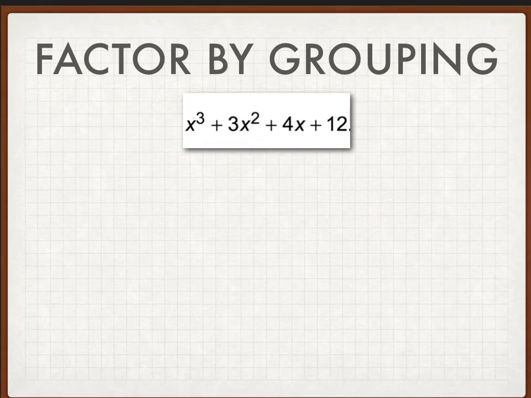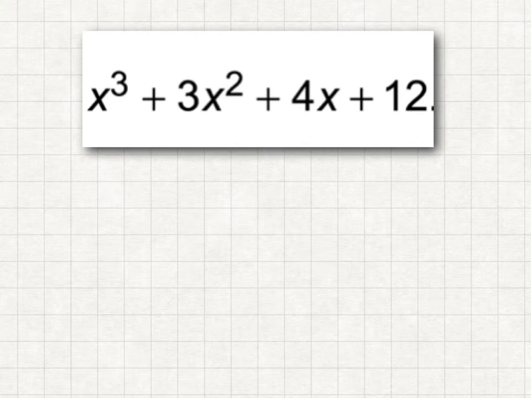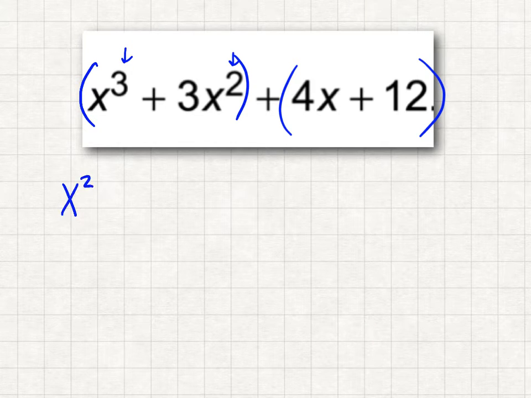So let's look at our first example. We just take our first 2 terms, put them in a group, and our second 2 terms, and put them in a group. Do we have anything in common in our first 2 terms in this first group here? How many x's? 2. So we have 3 x's here, and we have 2 x's here. So we can take out 2 x's. If we have 3 and we took 2 away, how many are we left with?